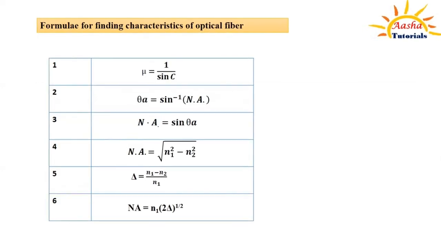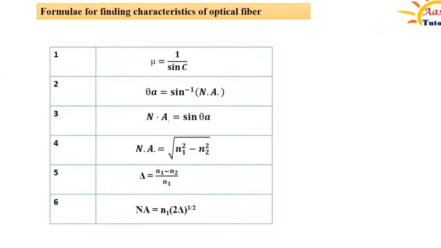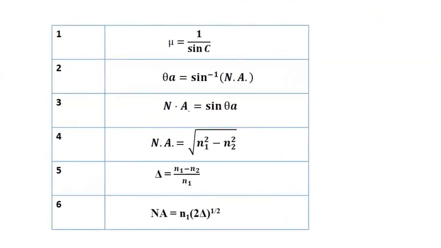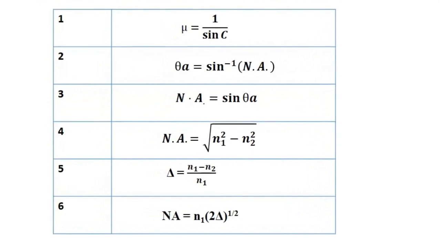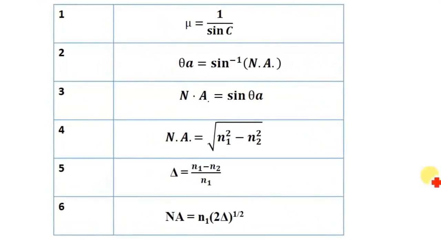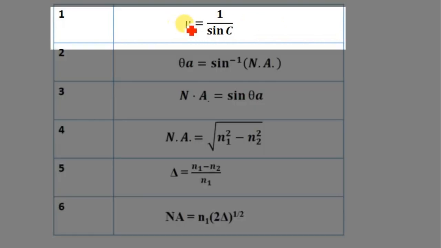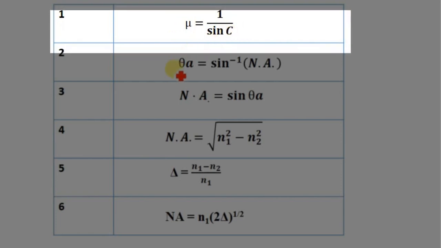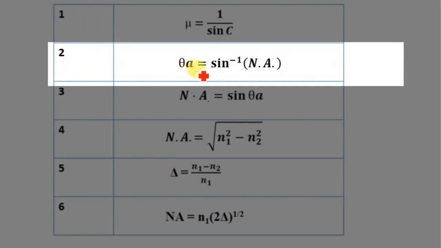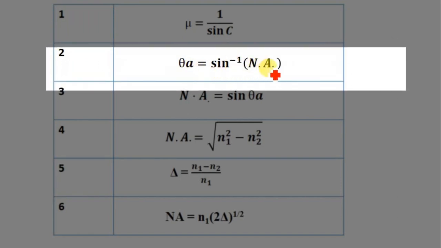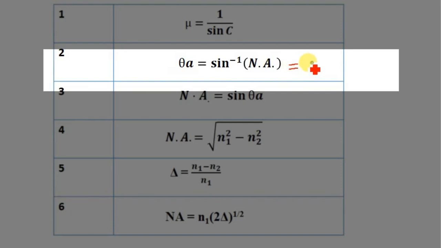Before directly going to solve certain problems, you must again know certain relations which we already discussed. So I will quickly go through all those relations. The first relation is the refractive index of core with respect to cladding, which we can find as 1 by sin C, where C is the critical angle. The second relation is of acceptance angle, which is given as sine inverse of numerical aperture. That we know means root of n1 square minus n2 square.